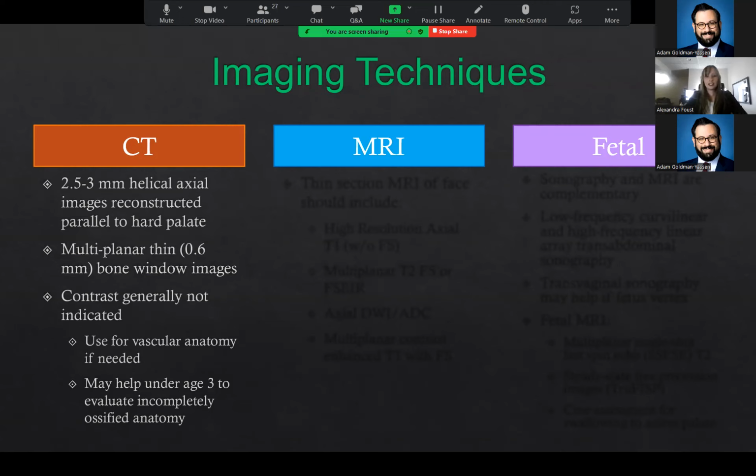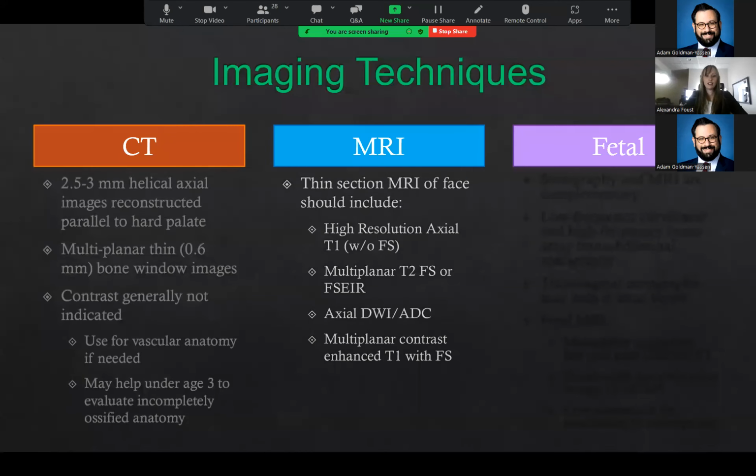You don't generally need contrast, but you may consider giving contrast if you are looking for something in the anterior skull base, where the cribriform plate has not fully ossified until about the age of 3. In that case, you can give the contrast to better delineate the cartilage from pathology. For MRI, you want to have high resolution imaging. It's good to have at least one of your T1 series that doesn't have fat sat to really give you some nice imaging planes. And diffusion weighted imaging is also definitely a plus if you can have it available.